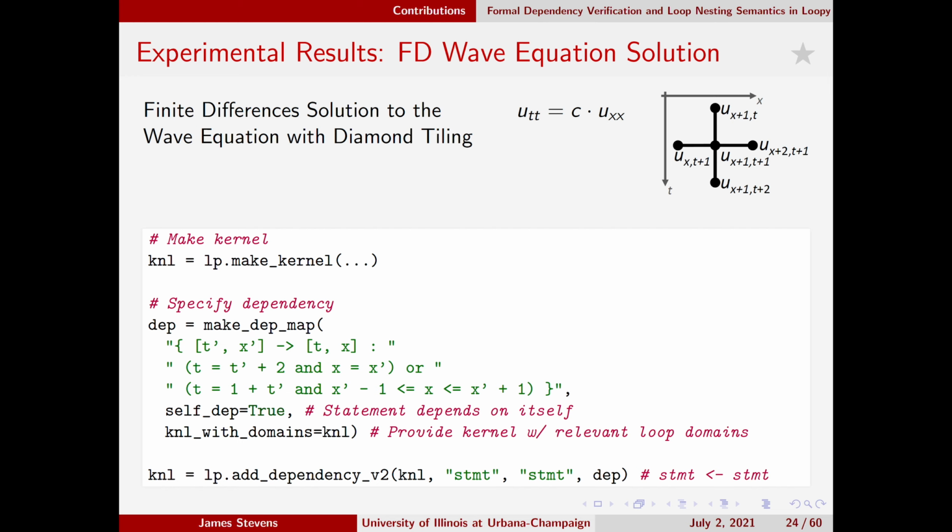To demonstrate our semantics formalizations, we use them to express and enforce the dependency in a diamond tiling transformation procedure for the finite differences example. You can see here how we apply the dependency mapping that was shown earlier. First, we create the map, and then we apply it to the statement that we've creatively named statement. And here the statement depends on itself.